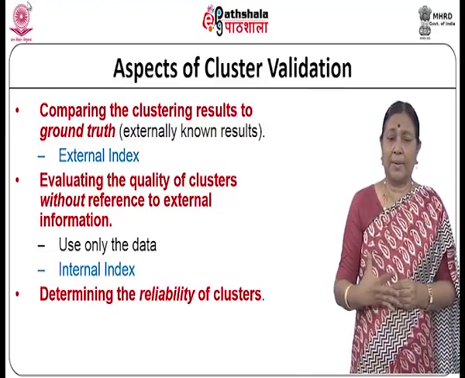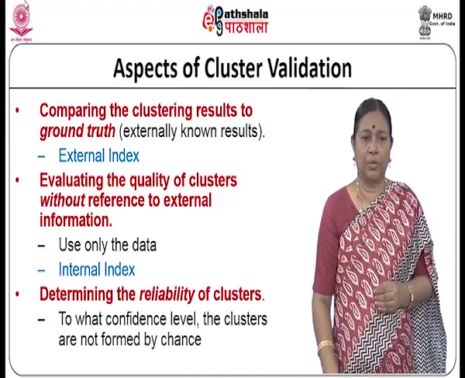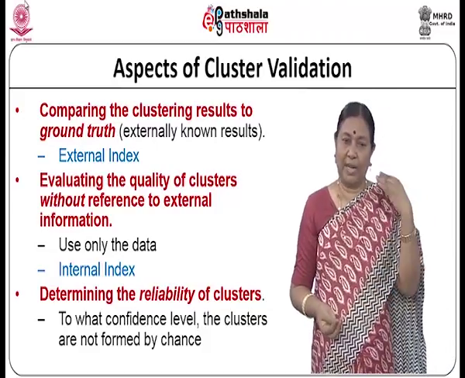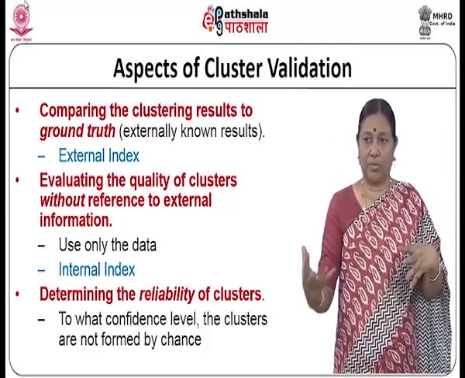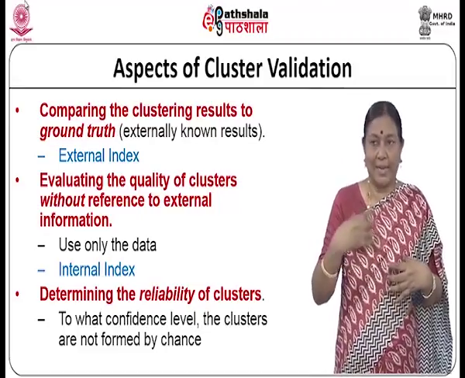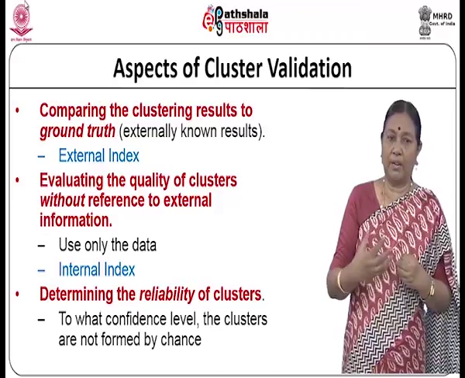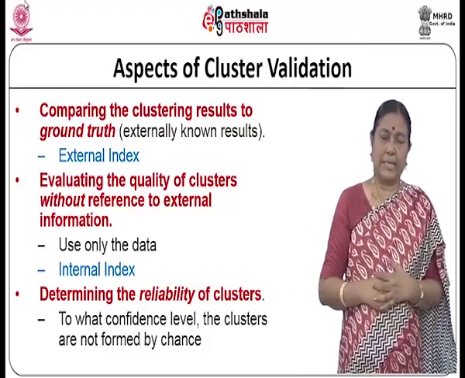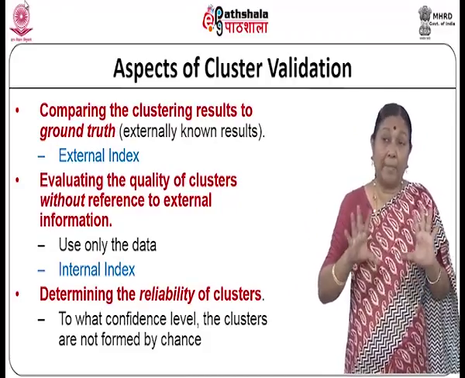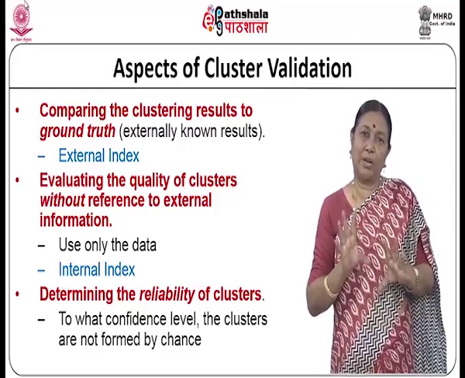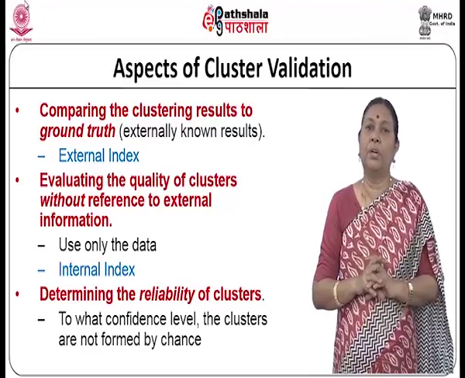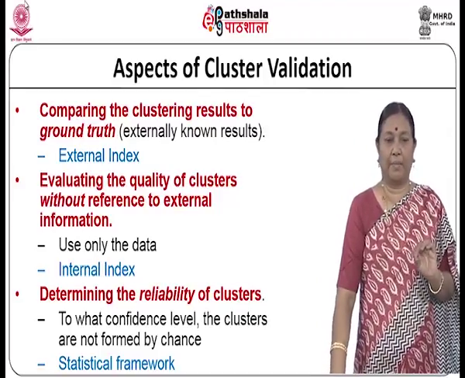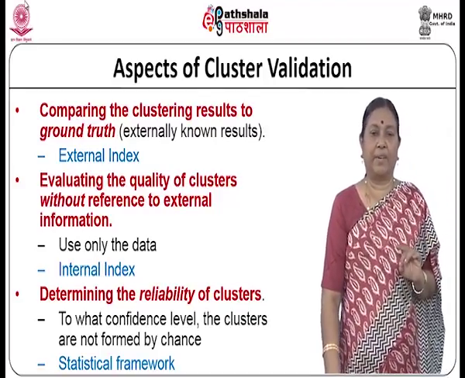And the next is determining the reliability of the clusters, that is, to what confidence level these clusters are not formed by chance. So, you have three aspects: comparing the clustering results to the truth values, ground values or the gold standard, which is called an external index; evaluating the quality of the clusters without reference to any external information, using only the data, which is called an internal index; and determining the reliability of clusters, that means what confidence you can give that the clusters are not formed by chance or randomly. This is based on what is called a statistical framework. So, you have external index, internal index and statistical framework.